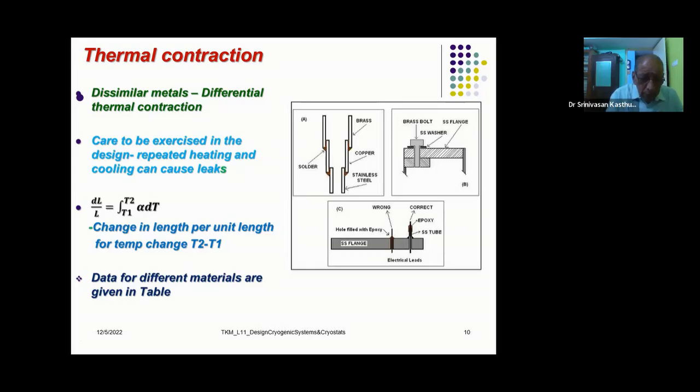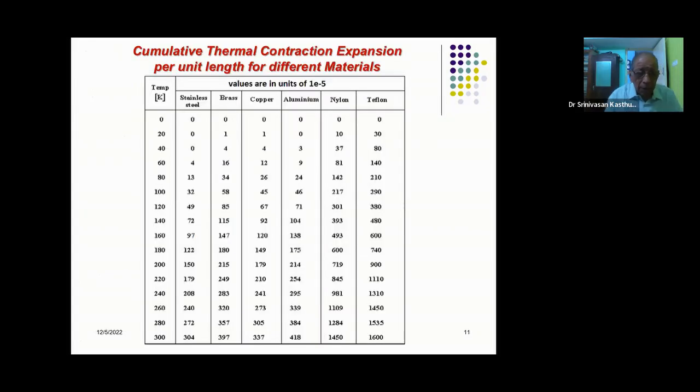So now we can see the data which is given in the next page. Cumulative thermal contraction or expansion per unit length for different materials are given in this table. You see, for example, the temperature starting from 0 Kelvin to 300 Kelvin, and the values are given in units of 1 into 10 to the power minus 5. The materials chosen here are stainless steel, brass, copper, aluminum, nylon, and Teflon. The last two materials are non-metals.